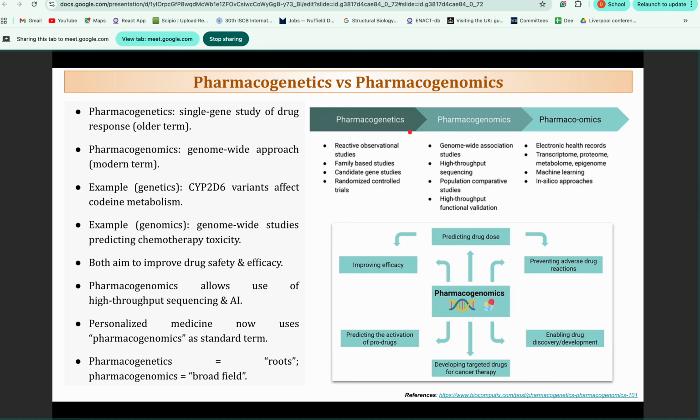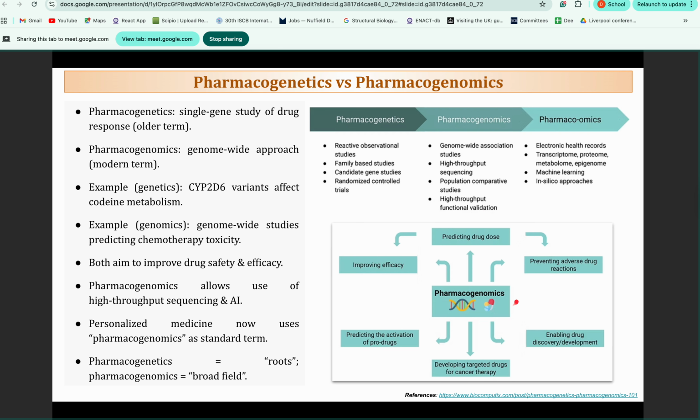Okay, so this is another comparison of how we are progressing from pharmacogenetics towards pharmacogenomics and then pharmacoomics. So not just genes but transcriptomics, proteomics, and metabolomics. All other omics are also studied in pharmacoomics, which is the most modern term. A similar thing is mentioned in all of them.